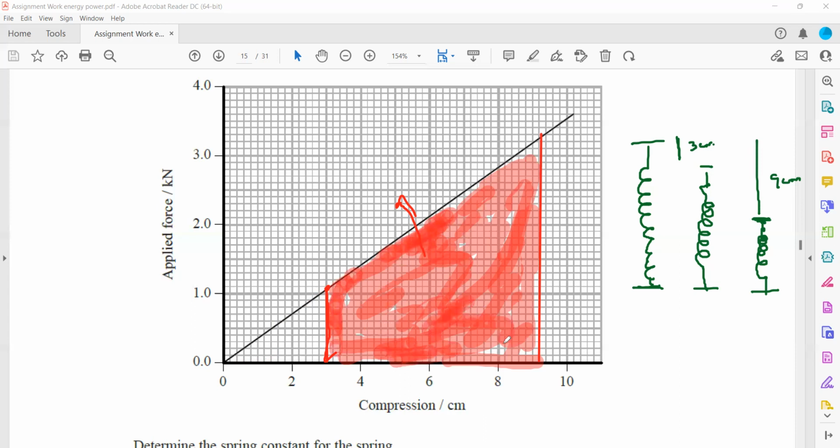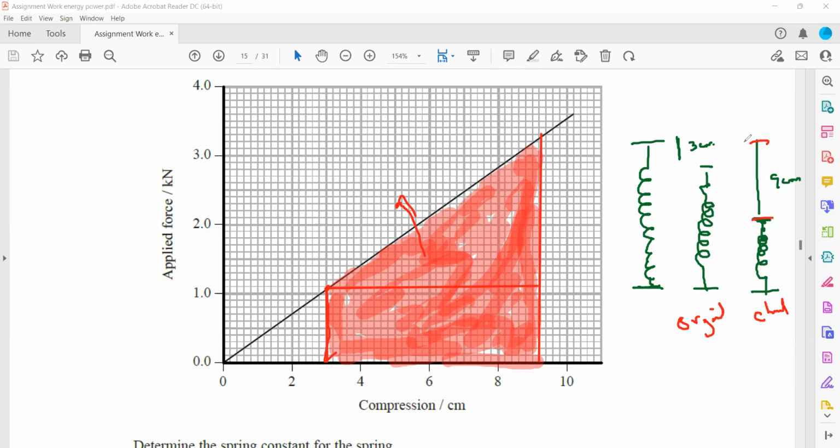It is half the sum of the parallel sides into height, or you can divide this into a triangle and a rectangle. You can divide this into a triangle and rectangle, or use a trapezium to work out how much energy is supplied or work is done by the child. So originally it was compressed 3 centimeters, and the boy further compressed it 6 centimeters more. So it means the total compression becomes 9 centimeters.